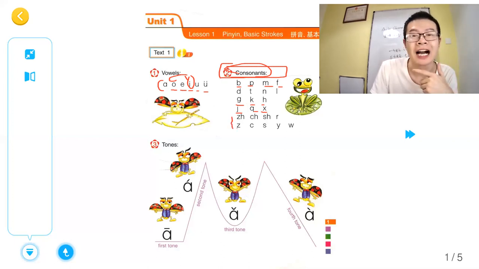Your tongue up to your palate. zh, ch, sh, r. When you pronounce z, c, s, your tongue touches your teeth.